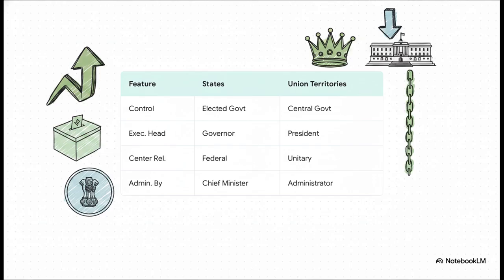Union territories, on the other hand, are a totally different beast. Their constituent units are controlled directly by the central government. The relationship is unitary, meaning all the real power rests right in the hands of the national government. The executive head is the president of India, and these areas are typically administered by an administrator or lieutenant governor appointed by the president, not elected by the locals.